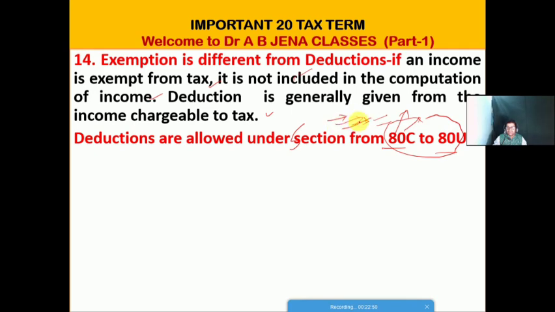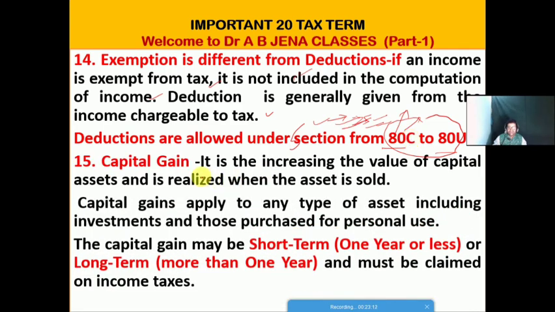Suppose you take up a scheme given by the government of India, there you will get the tax benefit. Similarly, health insurance and other schemes. So deductions are allowed under sections from 80C to 80U. So next one is capital gain. Capital gain's reverse is revenue gain.